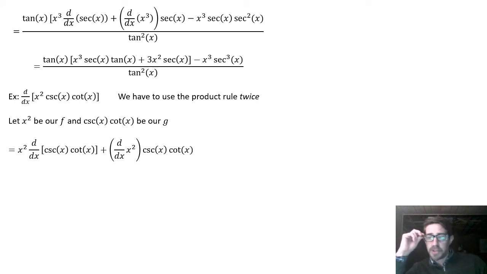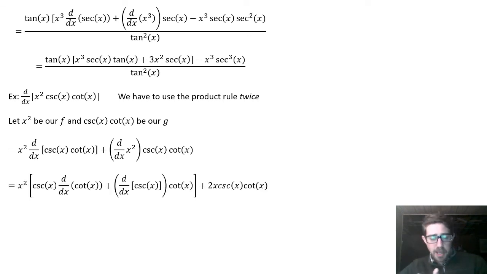Okay, so the product rule says it's the first times the derivative of the second, so x squared times the derivative of cosecant times cotangent, plus the derivative of the first times the second. So the derivative of x squared times cosecant times cotangent. That second term is easy. We know the derivative of x squared. The first term is where, great, now we have to use the product rule again. So now cosecant is our f and cotangent is our g. So we use the product rule in those brackets in that first term.